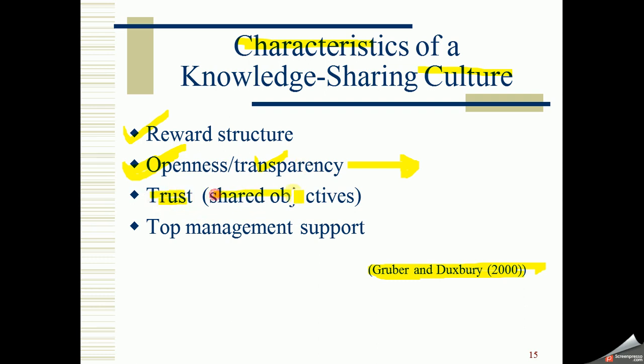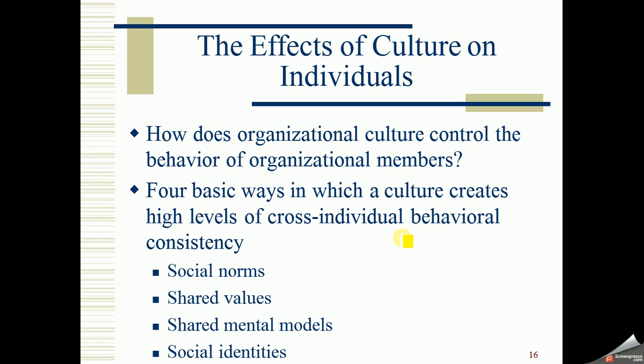Trust, we should have shared objectives, as we discussed before. If the people trust each other, then it will develop a knowledge sharing culture. If they do not trust, then they will not share their knowledge. And the top management support is also essential to facilitate communication horizontally and vertically, from top to bottom and from bottom to up, and in different business functions. Top management support is an essential characteristic of a knowledge sharing culture.